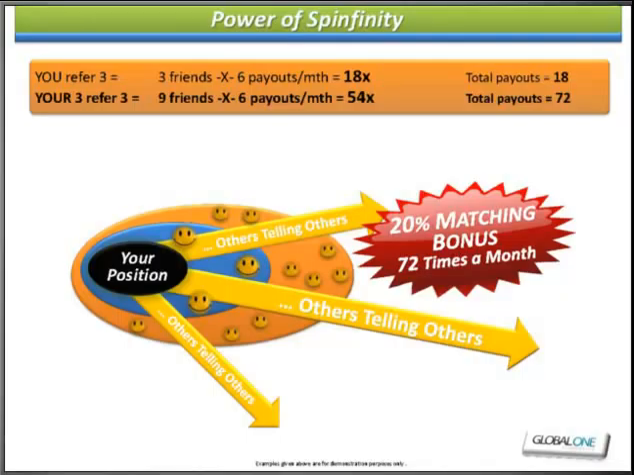And because you're a platinum, you now qualify not only on your referrals, but all of their referrals. So what you see here is that second line is your 3 referred 3. That's 9 times the 6 payouts a month. You're getting paid 54 times, in addition to the 18 on your first social profit pool. You're getting paid 72 times a month just by bringing in 3 people.